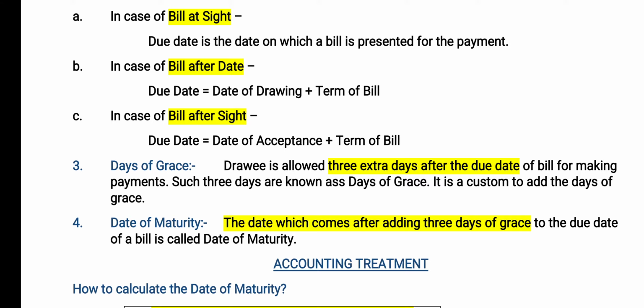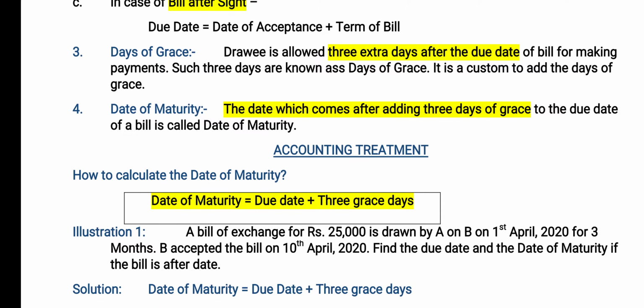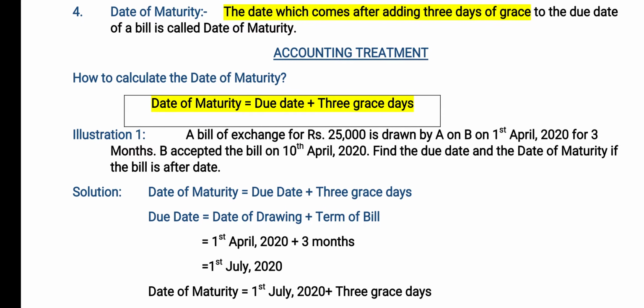Now the date of maturity, as I have given you the example, in 1st June you will add 3 more days. So 1st, 2nd, 3rd, 4th, then your date will become 4th of June. That is known as date of maturity. So now the accounting treatment: how you can calculate the date of maturity. Date of maturity is equal to due date plus 3 grace days.